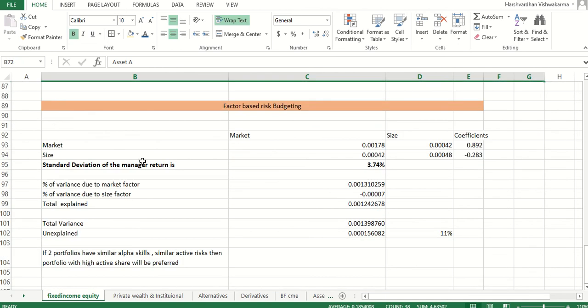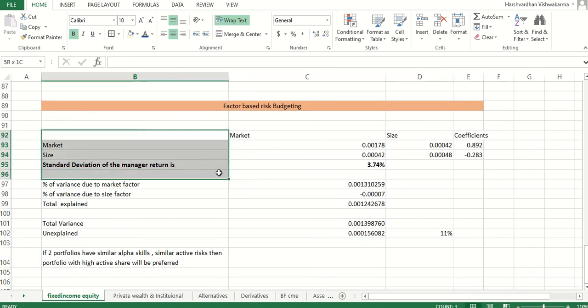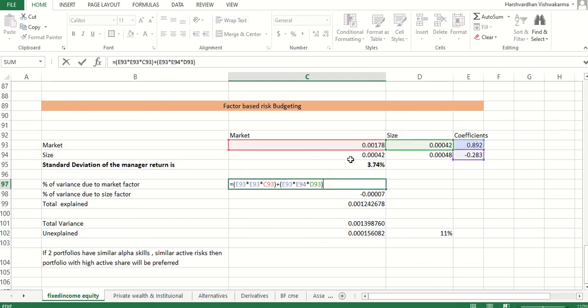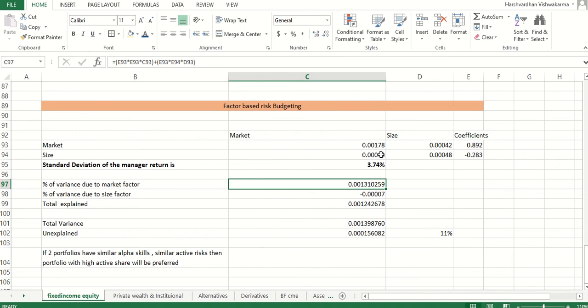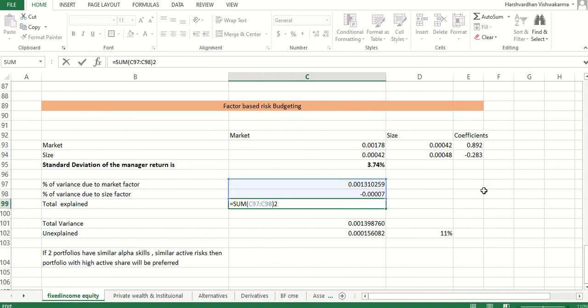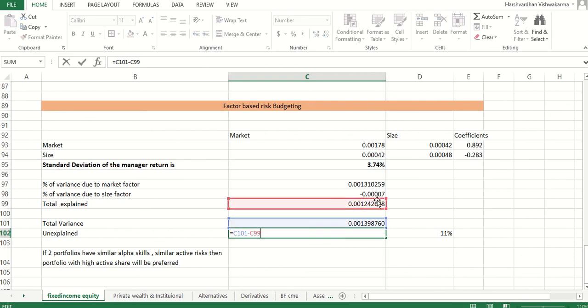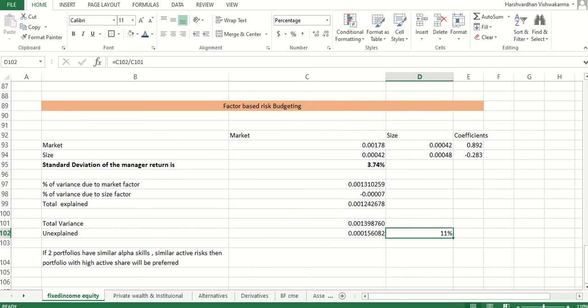Again, the same formula applies in case you are given a factor based risk budgeting. Same formula. So it is simply coefficient of market into coefficient of market into the covariance of market with size, and similarly with the size factor. Just add both of them. Total variance is this much. Explained is this much. The difference will be the unexplained variance.